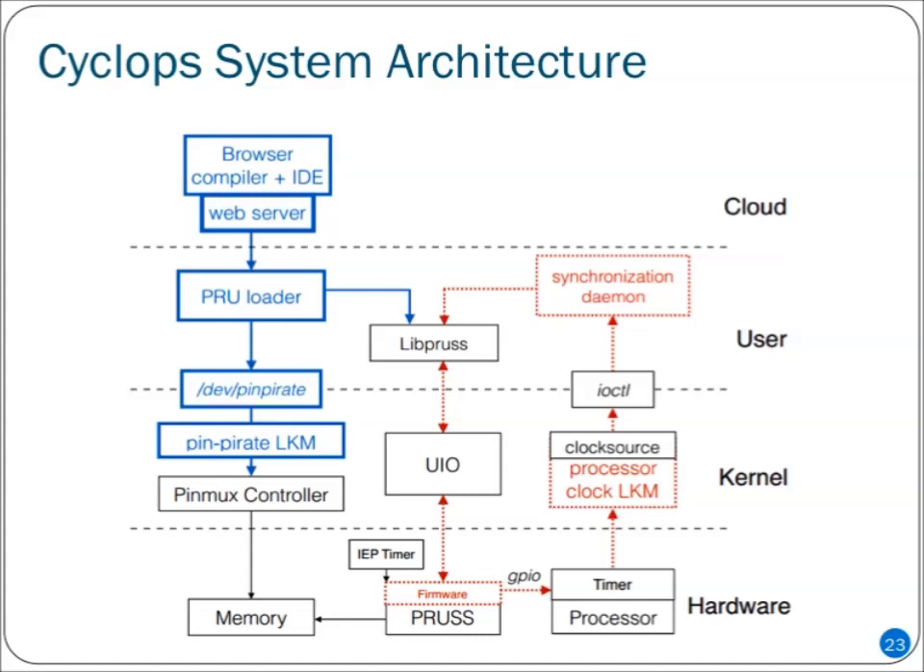So this is the architecture of Cyclops. The blue parts are for the Java-inspired language. You will see here is the IDE, here is the PRU, and some stuff in user space, some stuff in the kernel. The red boxes are for the TI compiler. This is the UIO driver, which I talked about, to expose all the registers of the PRU all the way up to the user so that he can play with them.